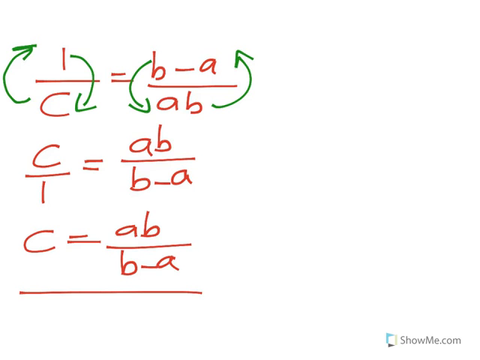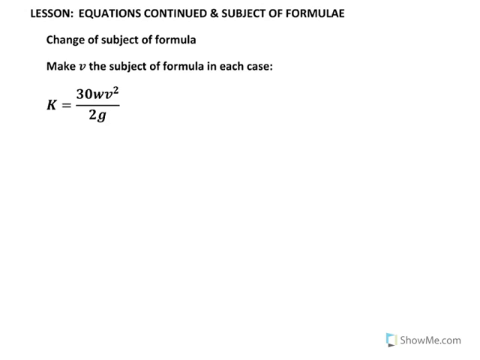It will still be a quicker way and it will still be correct. Here it says make v the subject of the formula in this case. Now, when we're making v the subject of the formula, it's not difficult, but you can rewrite your formula like this. You are given k is equal to 30w v squared over 2g.